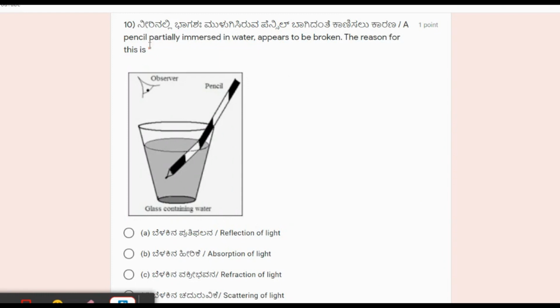10th question. A pencil partially immersed in water appears to be broken. The reason for this is... There is a picture and the pencil is not straight. It appears to be bent or broken. The reason is the refraction of light. C is the correct option. Because of refraction, the pencil appears to be broken. So the correct option for the 10th question is C.